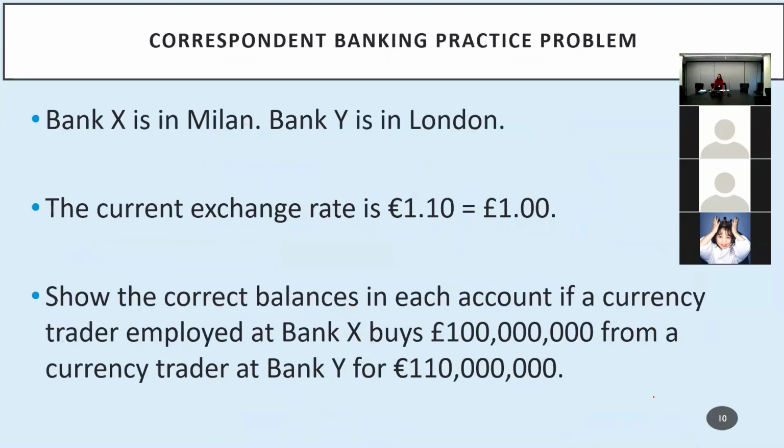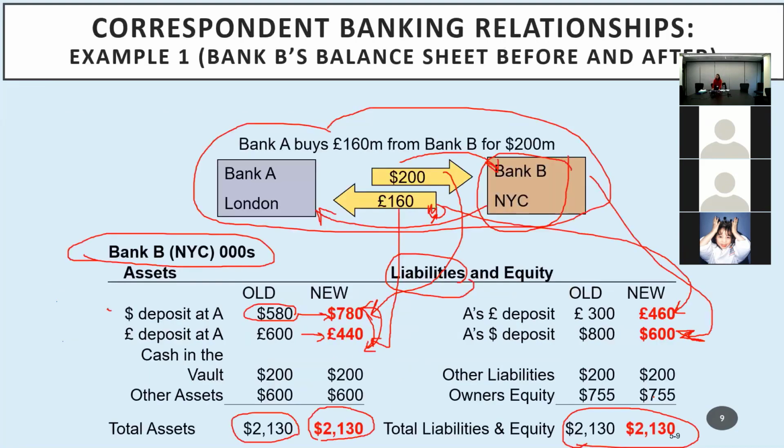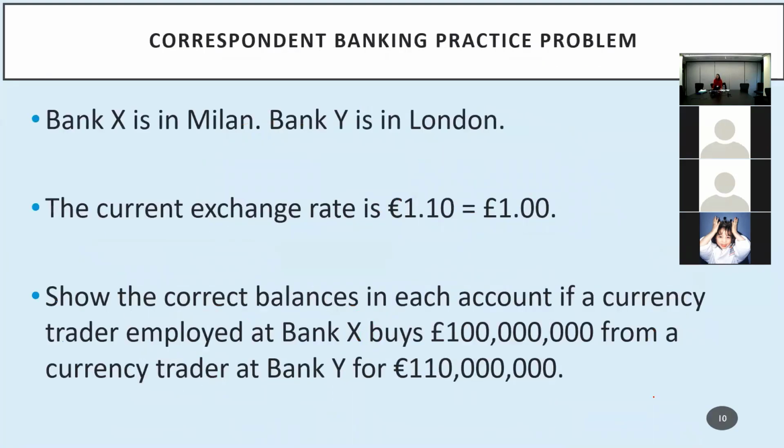So is that okay? So example number 2. I did example number 1 before. Now, can you guys help me do example number 2? In example number 2, we have 2 banks again. We have one bank in Italy and one bank in the UK. So Bank X is from Italy, right? And Bank Y is from the UK. Okay. So X and Y.